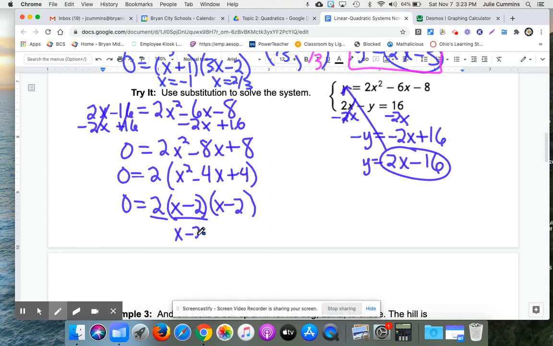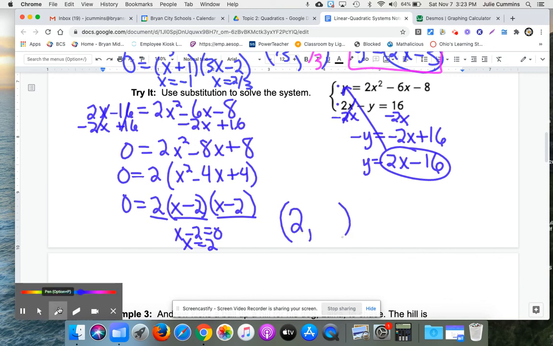So x minus 2 equals 0 or x minus 2 equals 0. It's going to give me the same answer. And we get x equals 2. There's only one solution here. So if you went to Desmos and graphed these two things, this parabola and this line, they're only intersecting once. They're intersecting at the point 2 something.